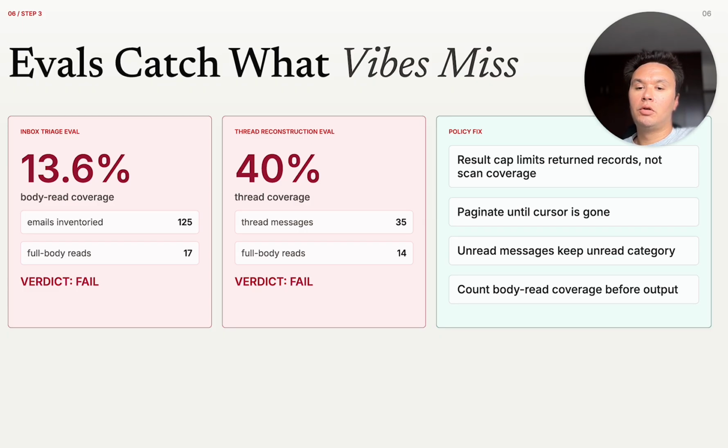And your evals should test the operational policy, not just the final prose. These evals should ask: did the agent cite the right messages? Did it respect the approval gate? Did it stay within the worker, or did it pull raw content into the parent? And those are the assertions that keep the workflow honest.